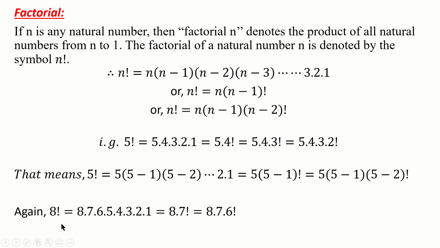Again, 8 factorial means the product from 8 up to 1. That means 8 into 7 into 6 into 5 into 4 into 3 into 2 into 1. That is equal to 8 into 7 factorial. That is equal to 8 into 7 into 6 factorial. Or this equals, we can write 8 into 7 into 6 into 5 factorial, etc. You can write, no problem.